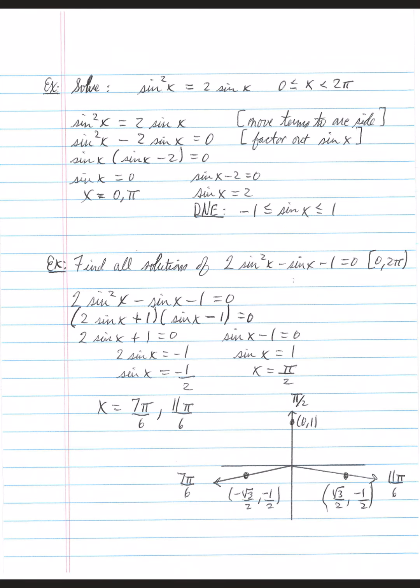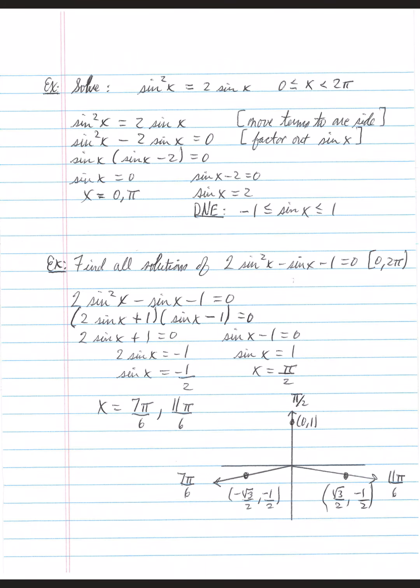Isolate your trig function, so -1, divide by 2. On your unit circle, find all angles that have a y-coordinate of -1/2. You should locate that at 210 degrees and 330 degrees. In radians, at 7 pi over 6 and 11 pi over 6.